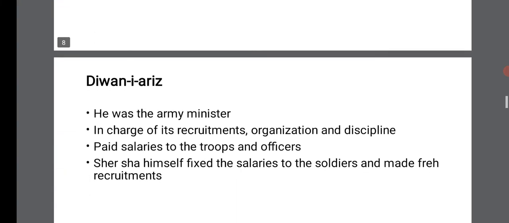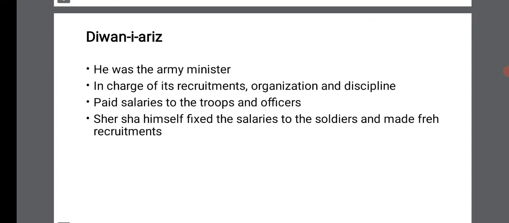Let us move on to Diwan-e Aris. He was under the Aris-e-Mamalik, who in modern phraseology may be designated the army minister. He was not the commander in chief of the army, but was in charge of its recruitment, organization, and discipline. He had to make arrangements for payment of the salaries of the troops and officers and to look after the disposition of the army in the field of battle.